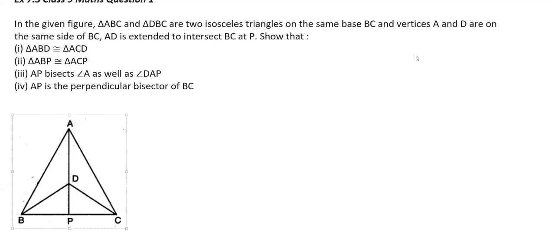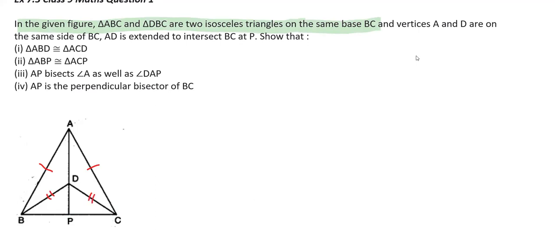This is the first question of exercise 7.3. It's given that in this figure, ABC and DBC are two isosceles triangles on the same base BC. BC being the base, you need to remember that a base is not equal to any side. So by default, AB is equal to AC and we have BD is equal to CD. That's the information given here.